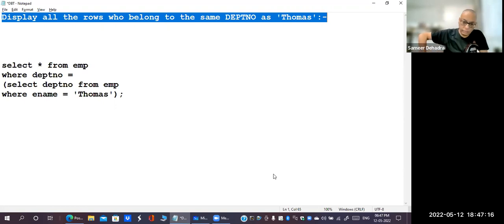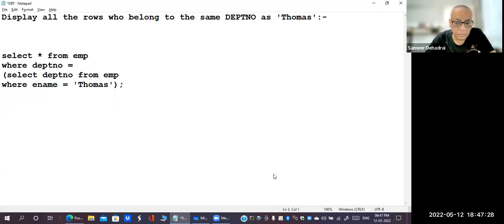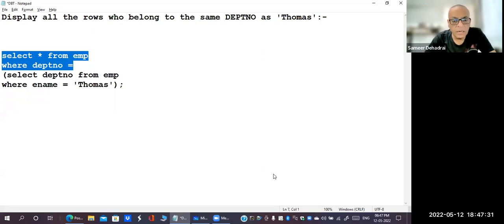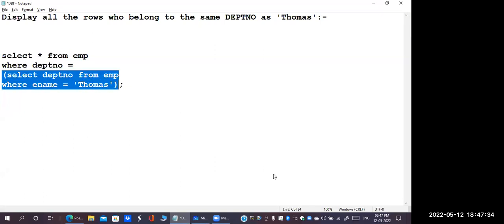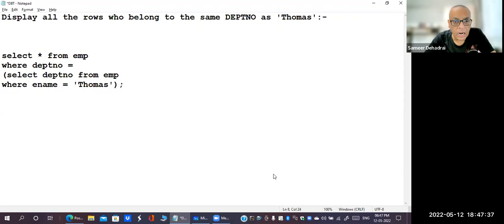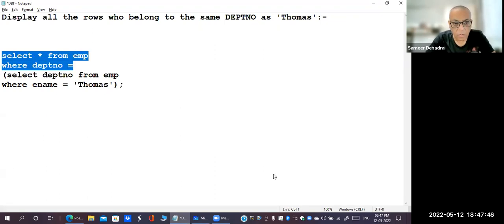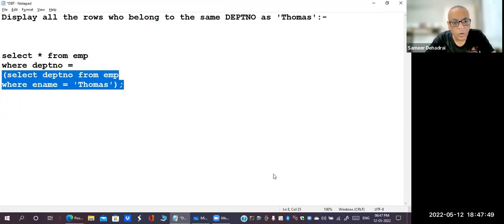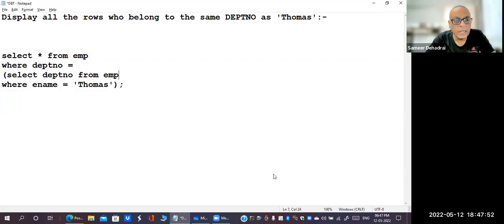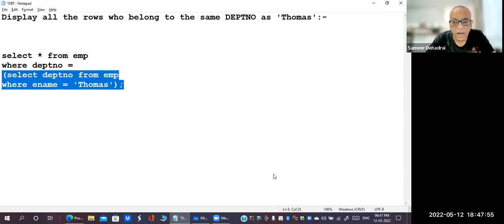I'll explain it. We want to see all the rows, same department number as Thomas. See the screen. First select statement is the main query. Second select statement is the subquery. Semicolon after the subquery. Execution, top to bottom, left to right. But you will observe we have specified the subquery in brackets. Anything that you specify in brackets will have a higher priority and will execute first.